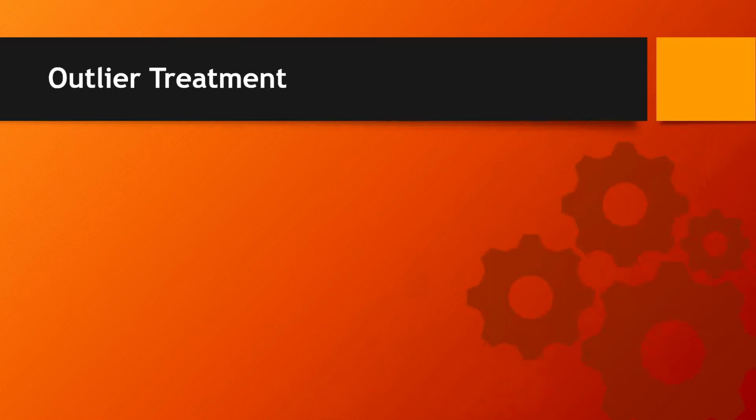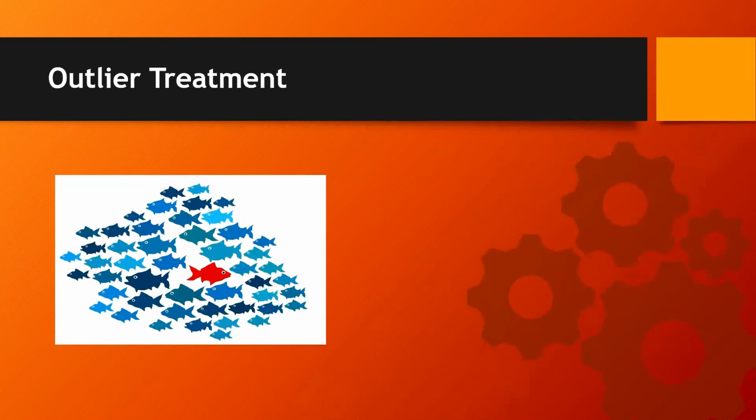Moving on, the next step is identifying and treating the outliers. So what are outliers? Outliers are those set of observations in the data set, it can be one or more observations, which are very, very different in characteristics from the rest of the data.